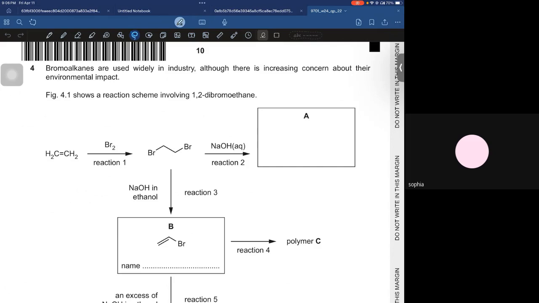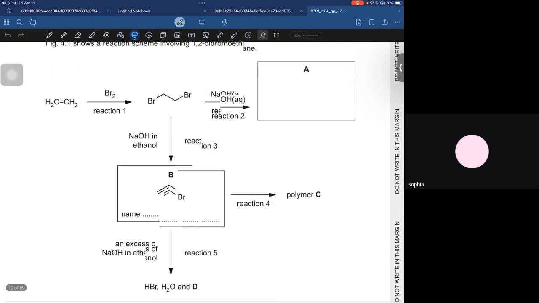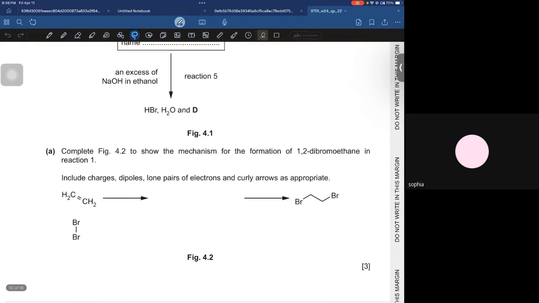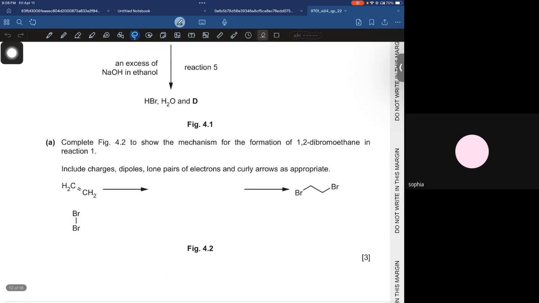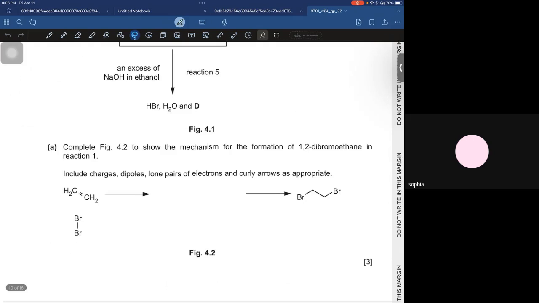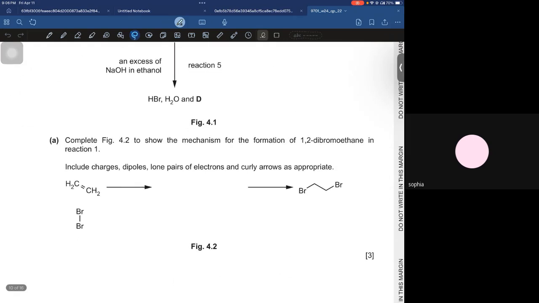Figure 4.1 shows a reaction scheme involving 1,2-dibromoethane. In part A, they are asking to complete figure 4.2 to show the mechanism for the formation of 1,2-dibromoethane in reaction 1. Include charges, dipoles, lone pairs of electrons, and curly arrows. So this would be partial positive, partial negative.